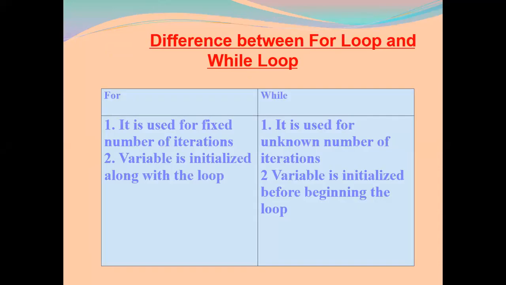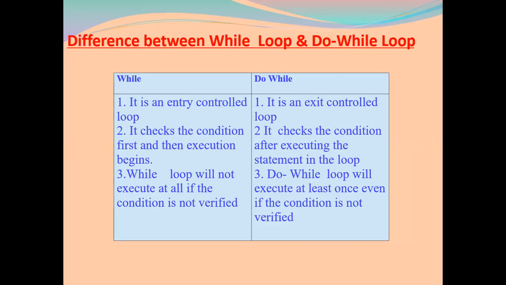Now talking about the difference between for loop and while loop. For loop is used for a fixed number of iterations. While loop is used for an unknown number of iterations. In the for loop, as you saw, the variable is initialized along with the loop. But in the while loop, the variable is initialized before beginning the loop.